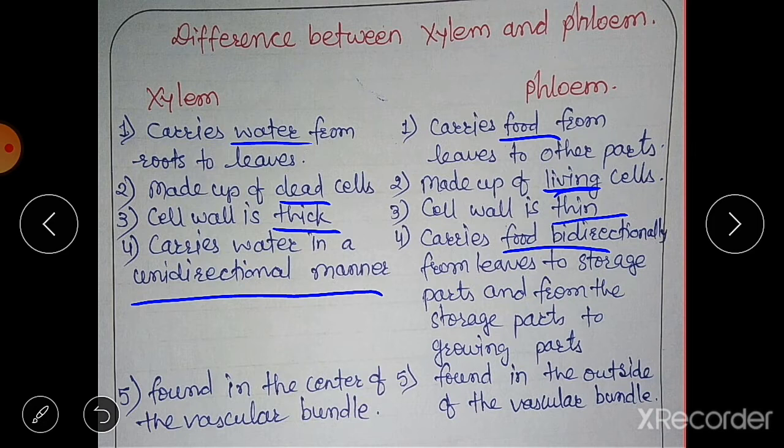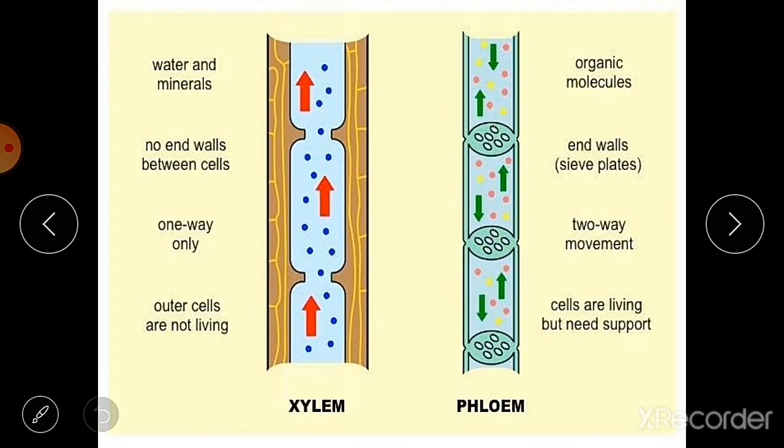Then last, xylem tissue is found in the center of the vascular bundle. I have just shown you the picture. And phloem tissue is found outside in the vascular bundle. So this is the difference between both types of tissues. Here you can see the difference in the picture.